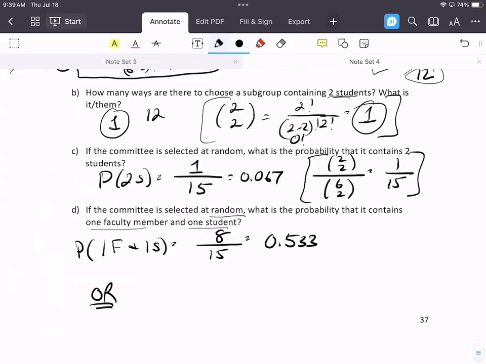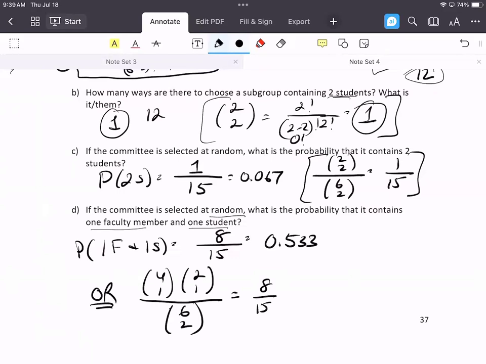Could I have done it the longer way? Yeah, or you could do it this way. Especially if you've done more probability, this may be more comfortable for you. You know, out of 6 people total, you're going to choose 2. Out of the 4 faculty, we're going to choose 1, and out of the 2 students, we're going to choose 1 student. And if you do this, you'll end up with 8 divided by 15, the exact same answer.